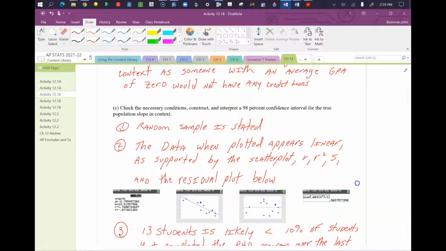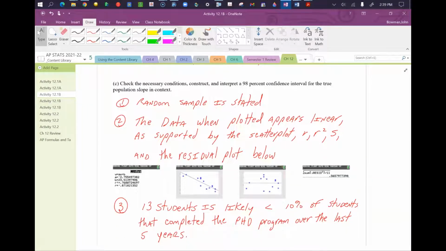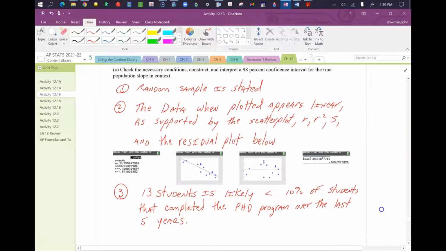All right, in the next part of this question, it says check the necessary conditions, construct and interpret a 98% confidence interval for the true population slope in context. So remember, there are 5 conditions that you need to check. Remember that mnemonic, LINER: linear, independent, normality of the residuals, equal variance of the residuals, and random. So not necessarily in order. Here they are. Random sample is stated.